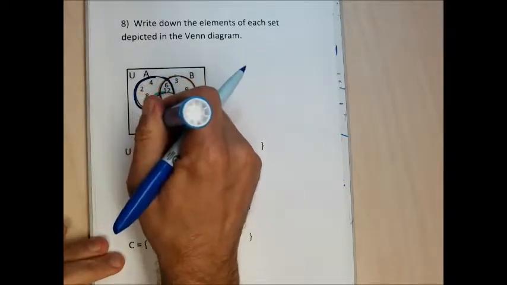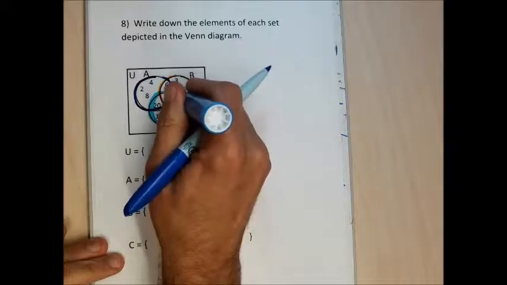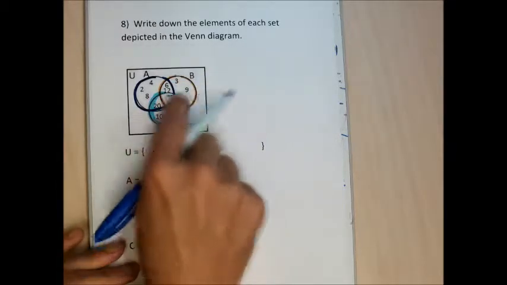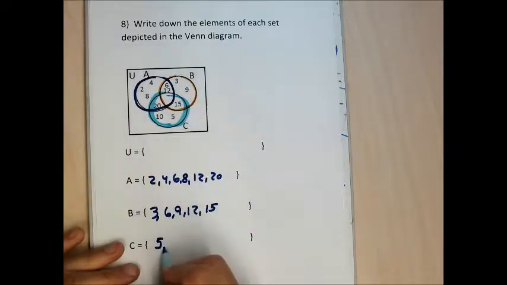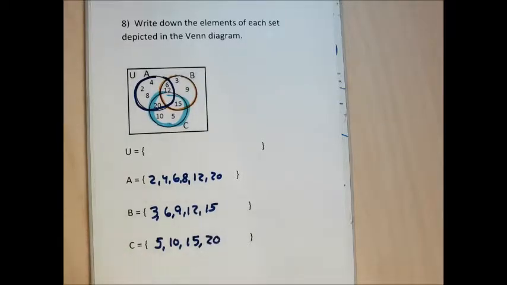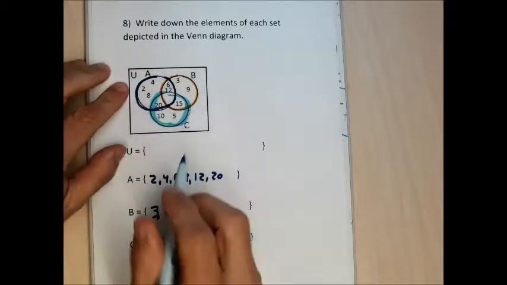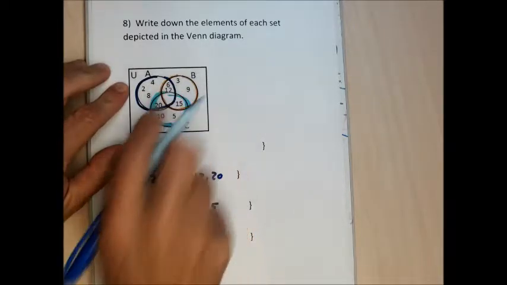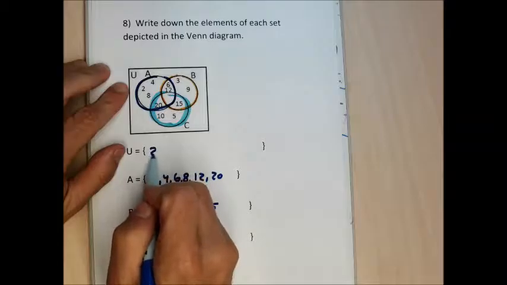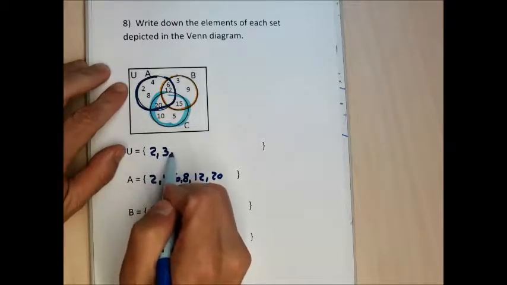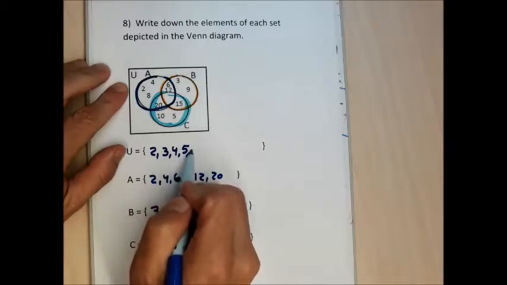C, inside the circle that I'm drawing right now in a different kind of blue, has 5, 10, 15, and 20. And for set U, it's anything that's inside the universe, and I need to go in order. So I'm going to go 2, 3, 4, 5, 6, and there's not a 7. So let me get started with my universal set. 2, 3, 4, 5, and 6.